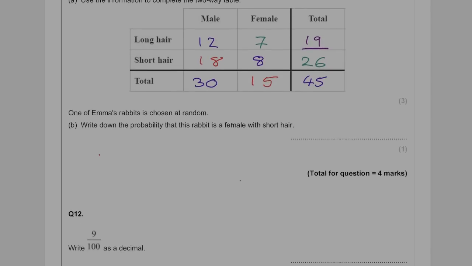Okay, one of Emma's rabbits is chosen at random. Write down the probability that the rabbit is female with short hair. So here's what determines our denominator. One of Emma's rabbits is chosen at random, so my denominator must be 45. Female with short hair, we've got 8. So I'm looking at 8 out of 45.